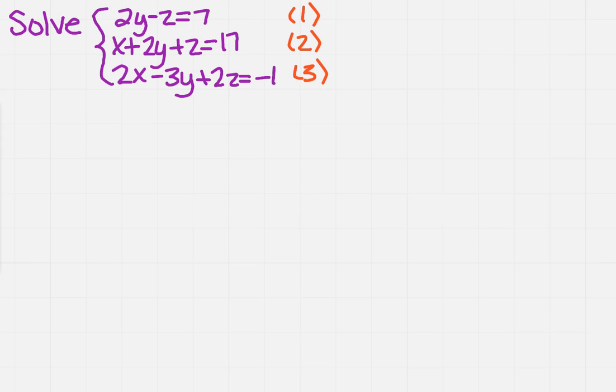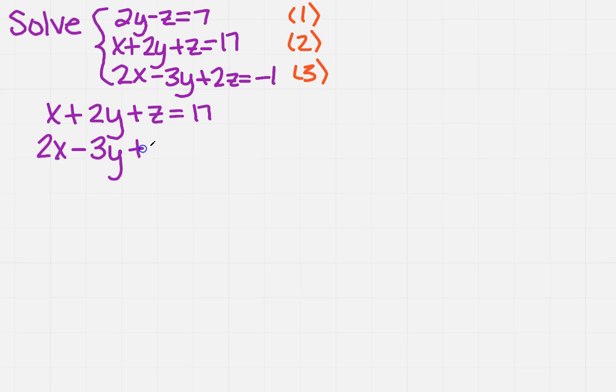So maybe if I could take equations 2 and 3 and get rid of the x, hey, this might go over really well. So let's do that. I'm going to rewrite the second and third equation. So I've got x plus 2y plus z equals 17. Go ahead and put a line through there so you know those are my z's. 2x minus 3y plus 2z equals minus 1.